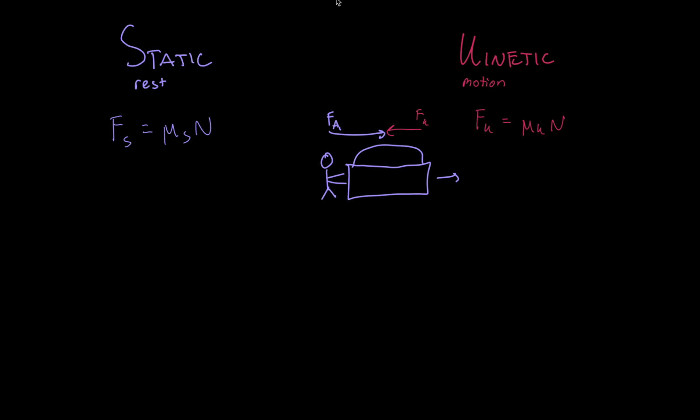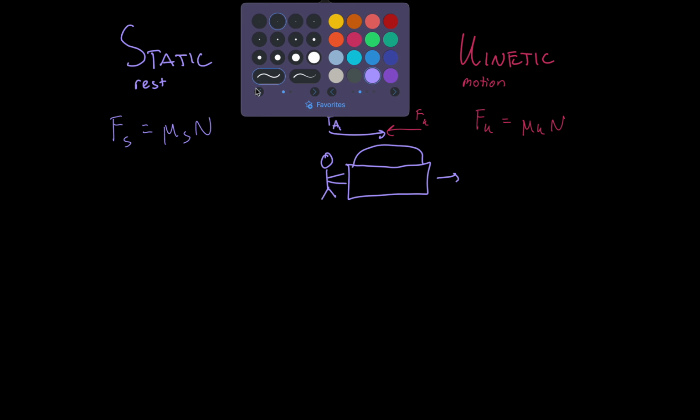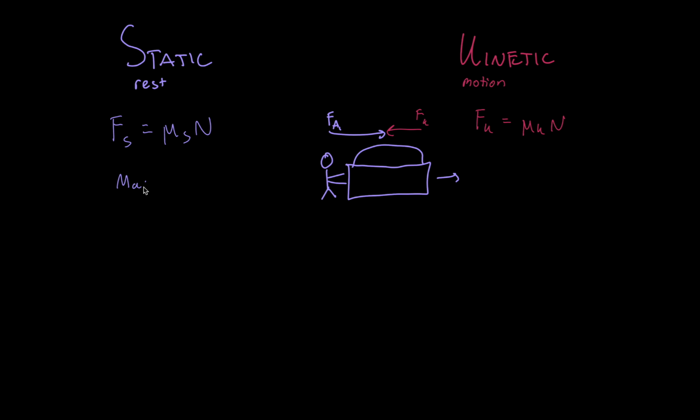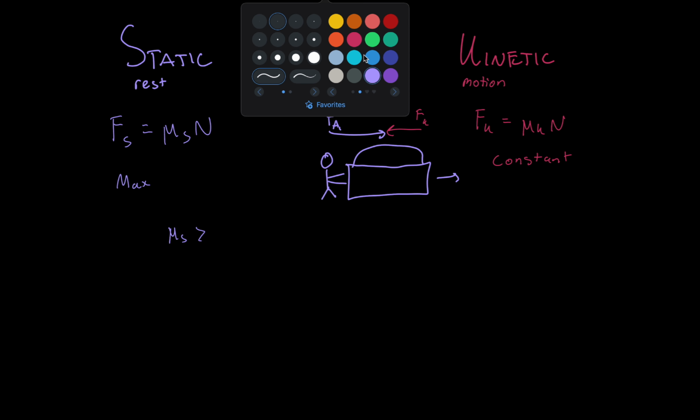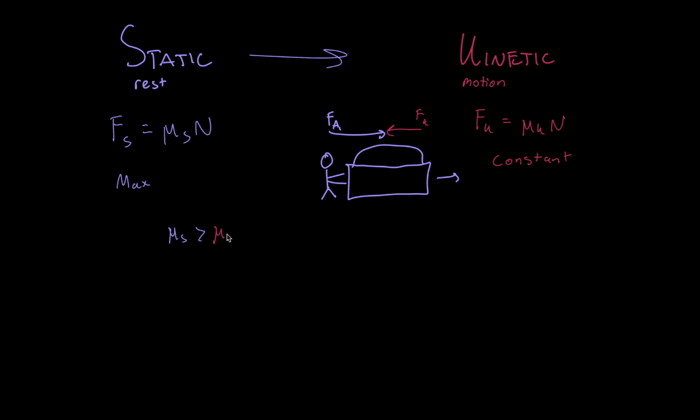Now, another couple things to know: with static friction, there is going to be a maximum. So there's going to be a maximum static force, which we will overcome, and then we move to kinetic force. So static friction has a maximum, while kinetic friction is going to stay constant. No matter how much we push this couch, our kinetic friction will stay constant. And one last thing to note is that our coefficient of static friction will be greater than the coefficient of kinetic friction, something like this.